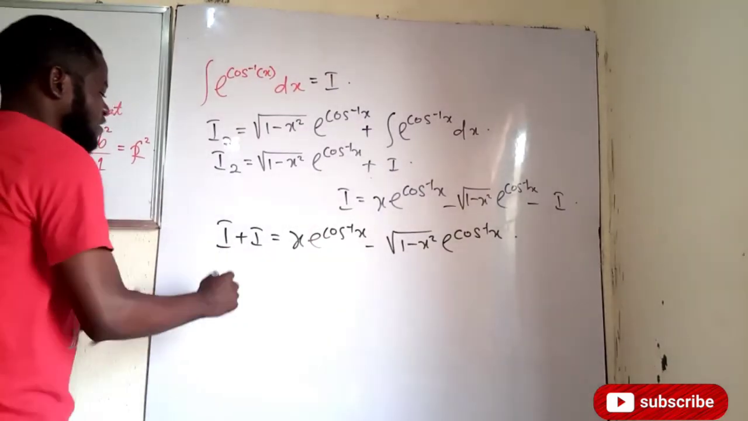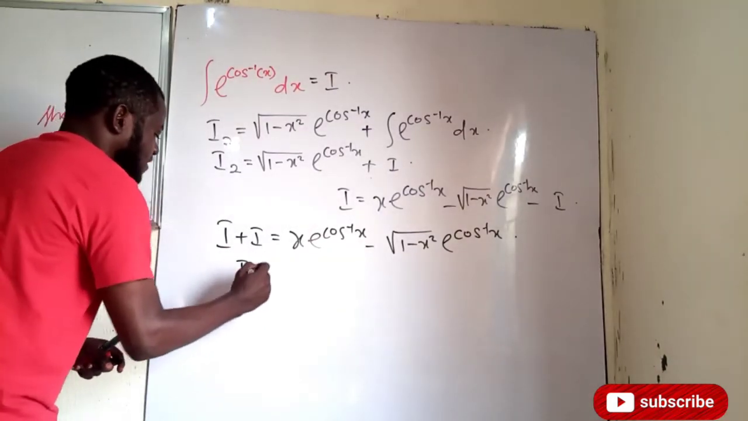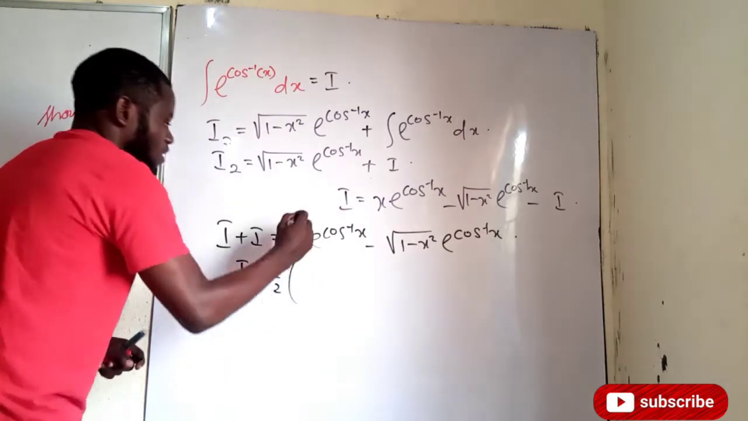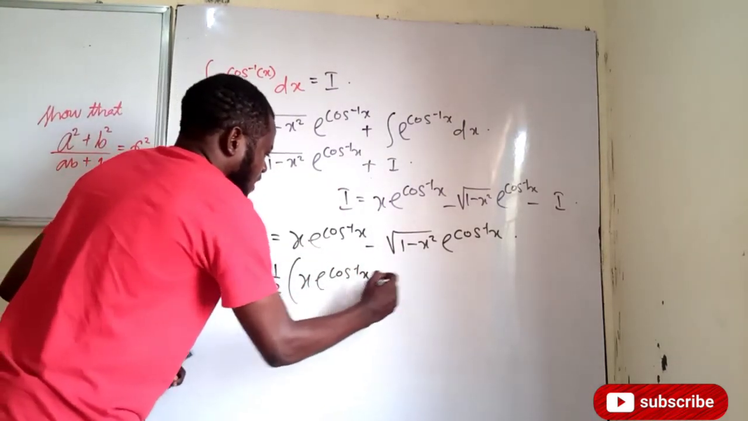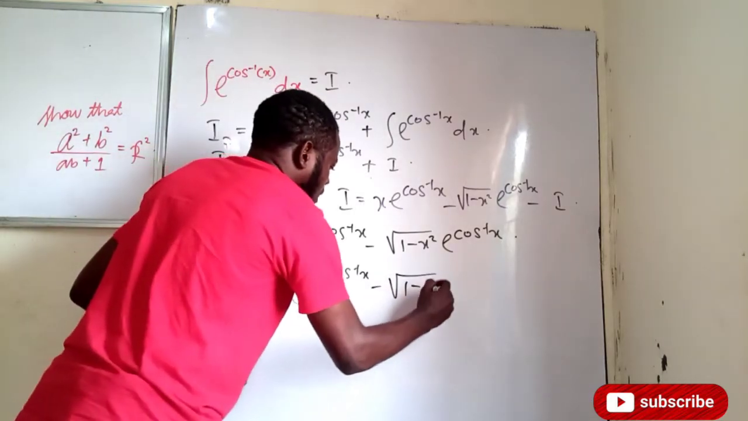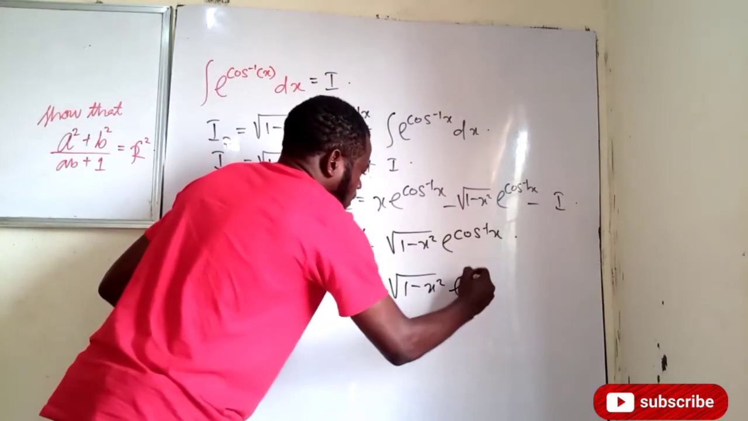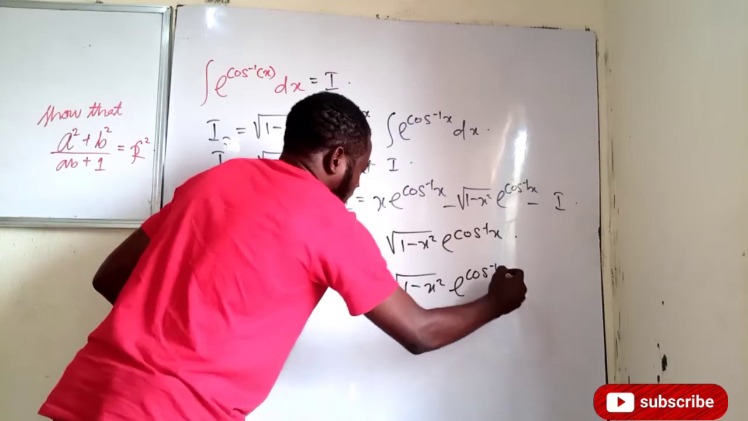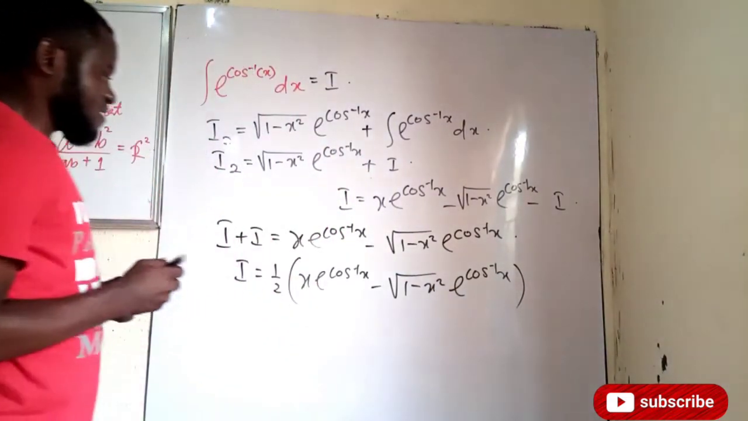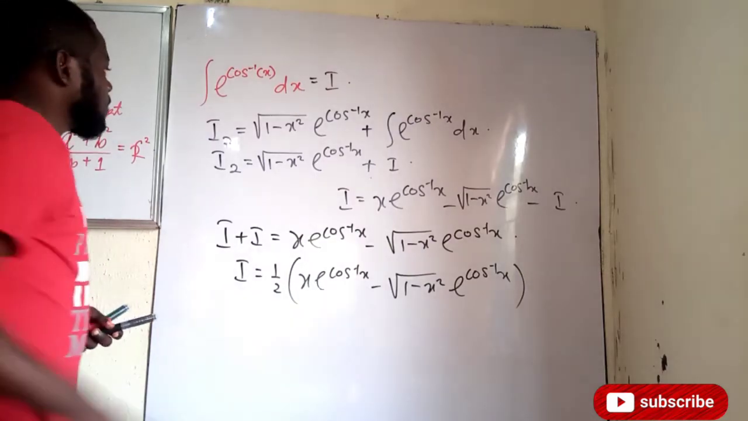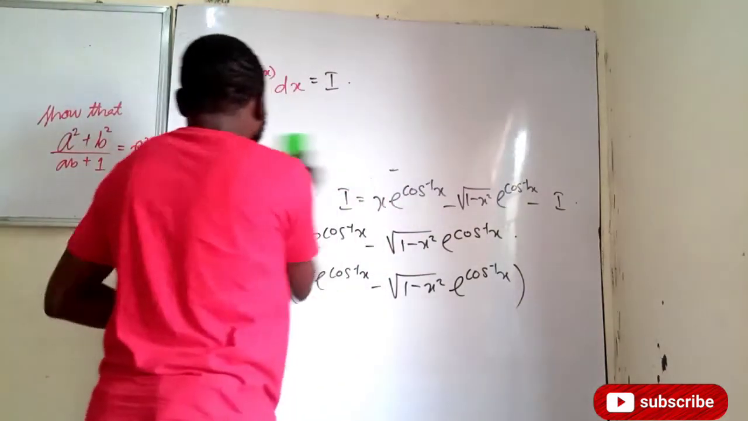Okay, this is going to give us 2I, so we have that I is 1 over 2 into x e to the power of arc cos of x minus the square root of 1 minus x squared e to the power of arc cos of x, like this. So e to the power of arc cos of x is common. Let's factorize it out.